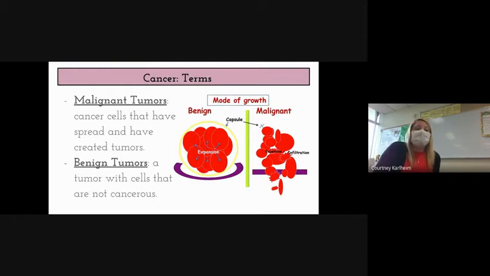And then you might hear the terms malignant or benign, and that's just how the cancer is growing. So a malignant tumor is made of cancer cells that have spread and created tumors, and benign tumors are tumors with cells that are not cancerous. So it's just uncontrolled cell growth, but it is not actually causing the disease of cancer.